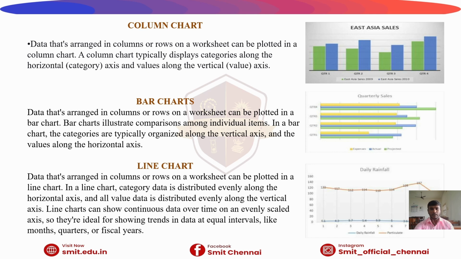Then line chart. A line chart connects data points with lines showing continuous data over time. Category data is evenly spaced along the horizontal axis. It can be used when you want to show trends over time, such as sales by month, stock price over years, or temperature changes. Line charts are ideal for revealing patterns, cycles, and rates of change.